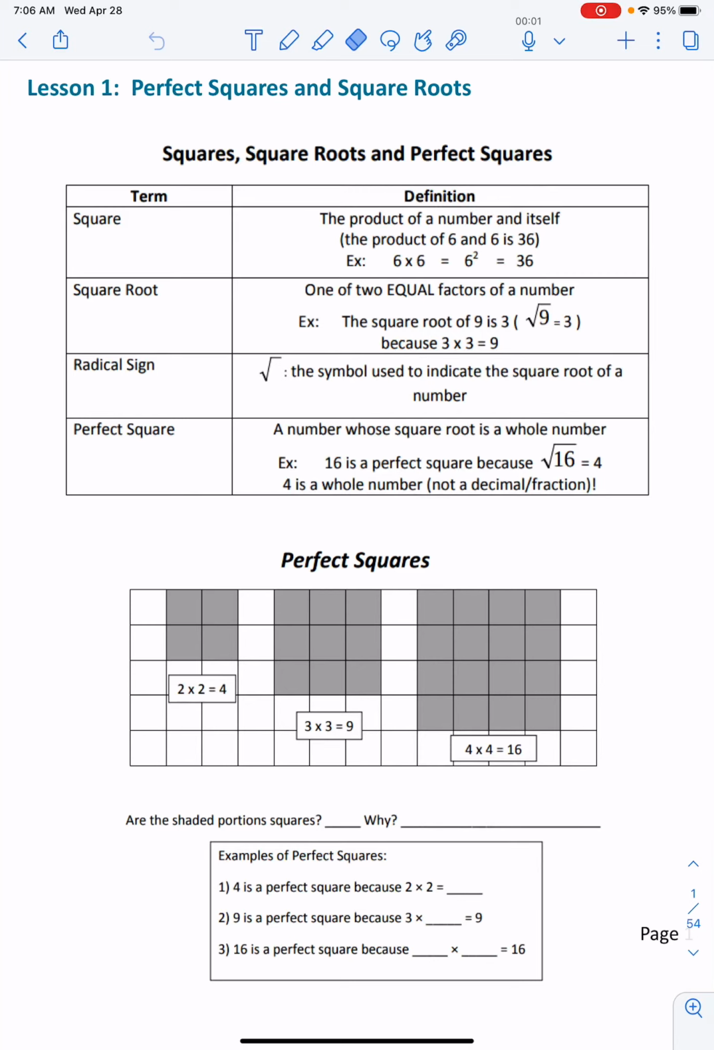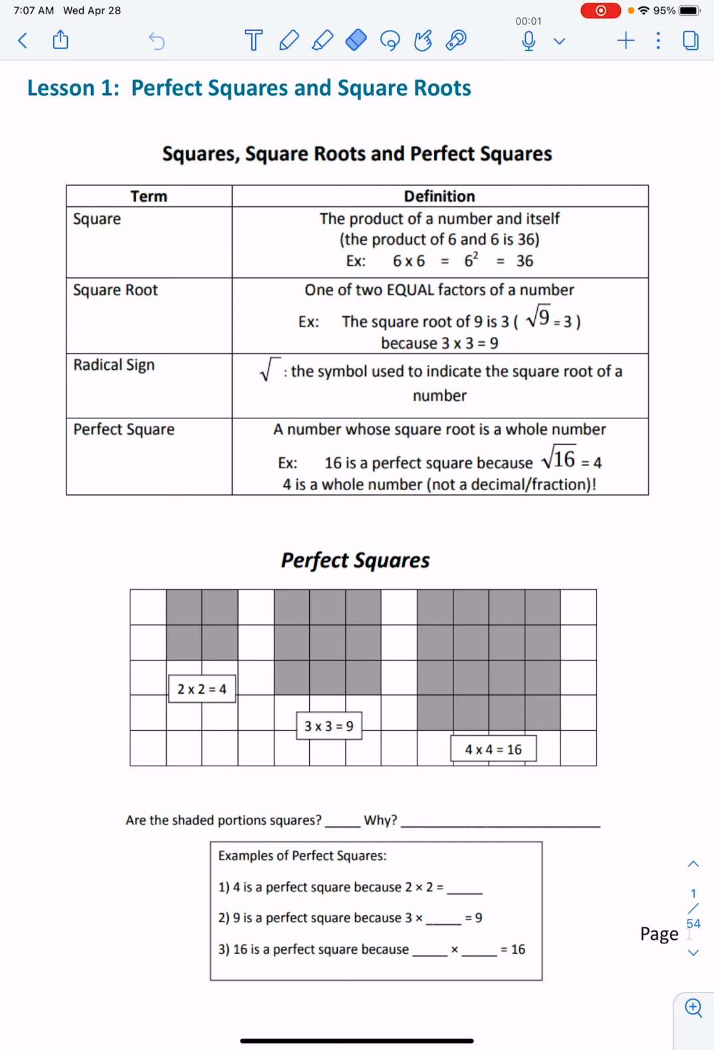Today's lesson is on perfect squares and square roots. So this first section is basically telling you the different terms and the definitions. So a square is the product of a number and itself. So for example, the product of 6 and 6 is 36. 6 times 6 is 36.